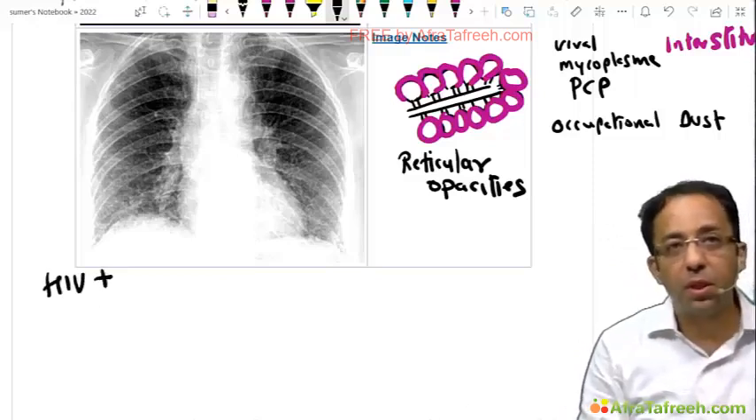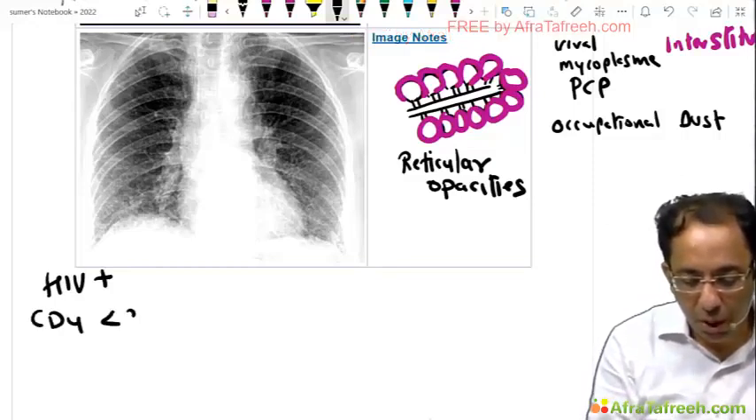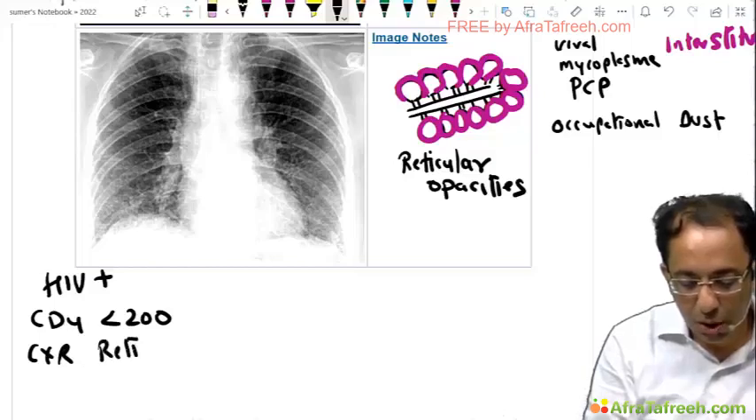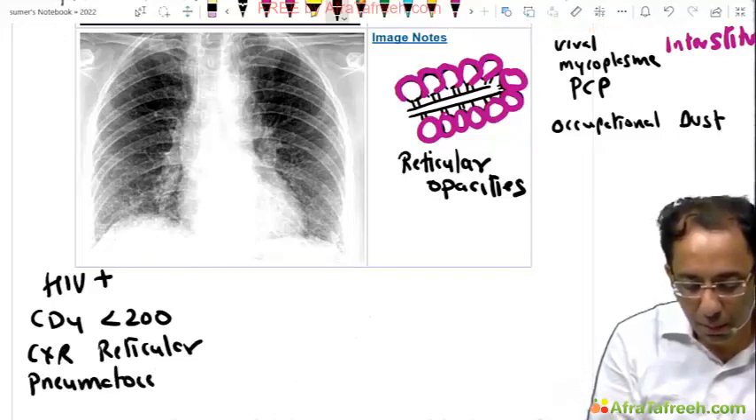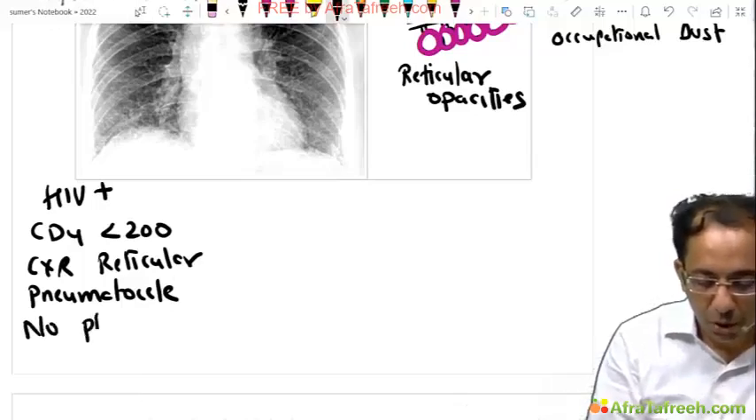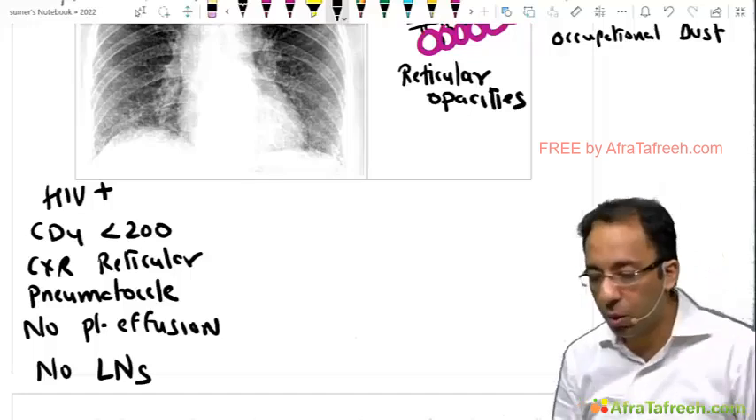HIV positive patient, CD4 count less than 200, chest X-ray shows reticular opacities and pneumatocoele formation, no pleural effusion, no lymph nodes. Okay, what could be your diagnosis?